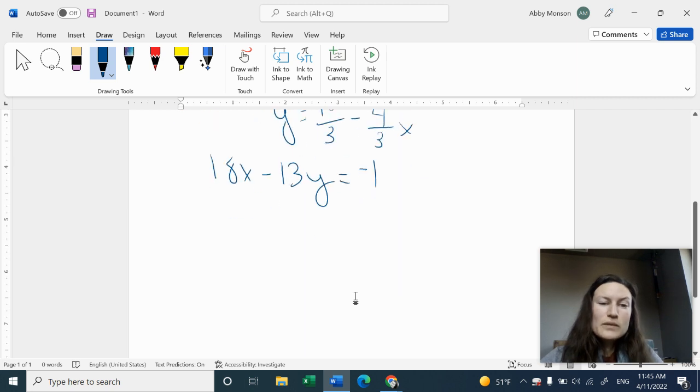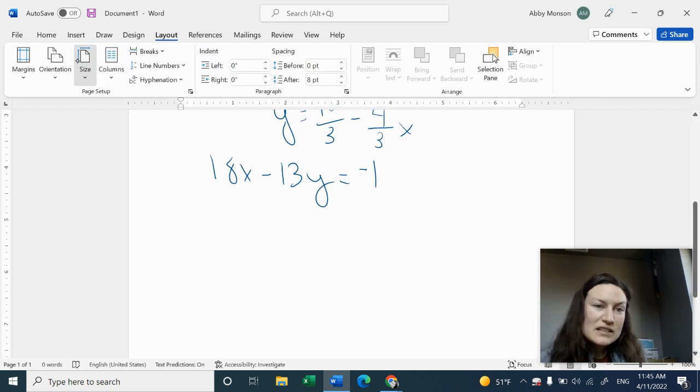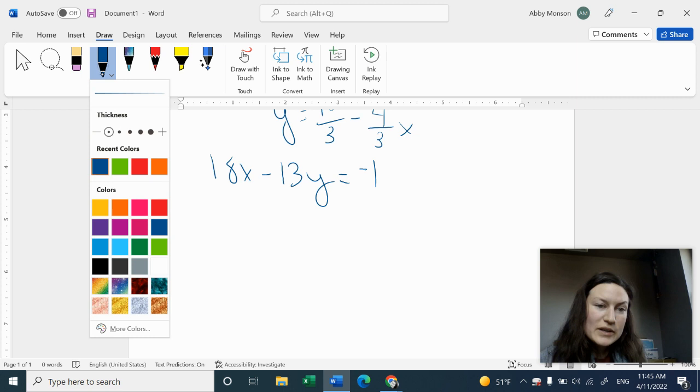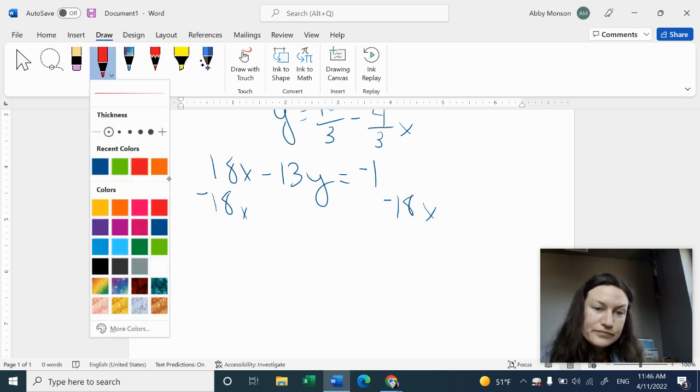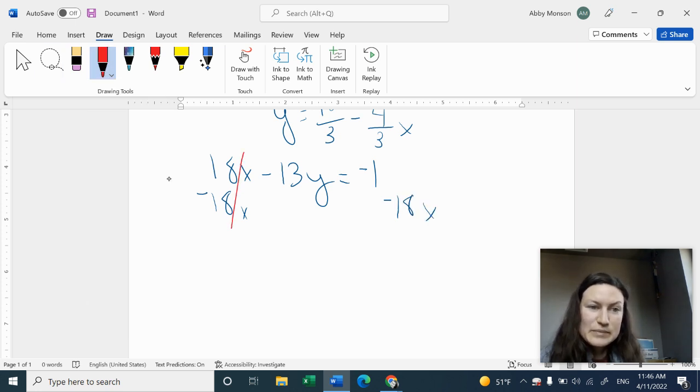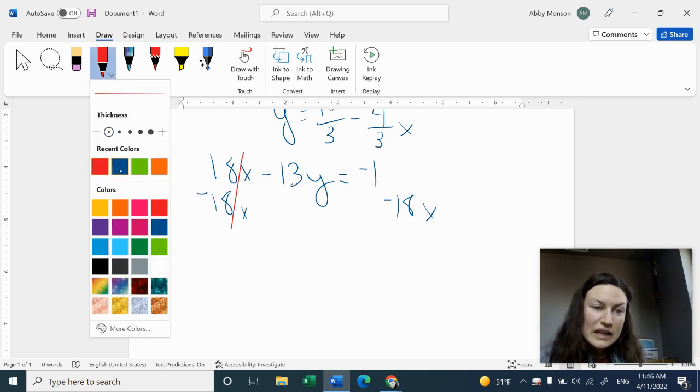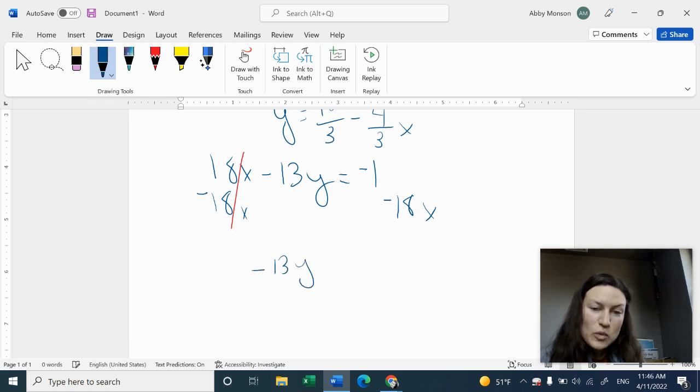Let's do another example. We have 18x minus 13y. So the first thing we're going to do is subtract off that 18x. 18x minus 18x makes 0. And we are left with negative 13y equals negative 1 minus 18x.